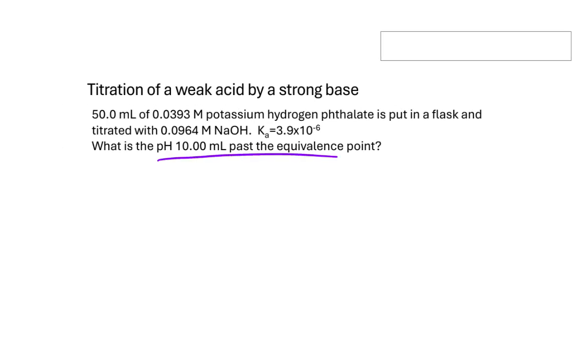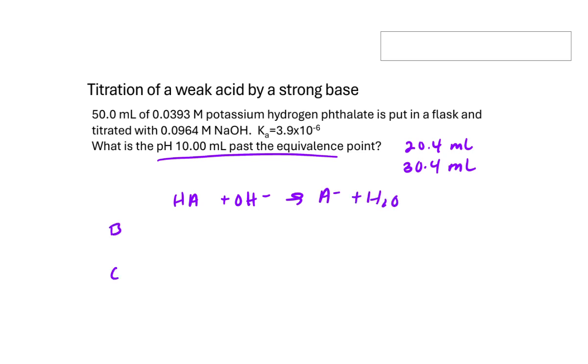Finally, if we want to calculate the pH 10 milliliters past the equivalence point, we can do that very similar to the way we did this with the strong acid, strong base titration. Again, we know that the volume required to reach the equivalence point was 20.4 milliliters. So this is effectively saying we want to know what the pH is when we add 30.4 milliliters. We're going to use a reaction table. Here we're going to have HA plus OH minus reacting to form A minus plus H2O. Again, we're going to use the BCA.